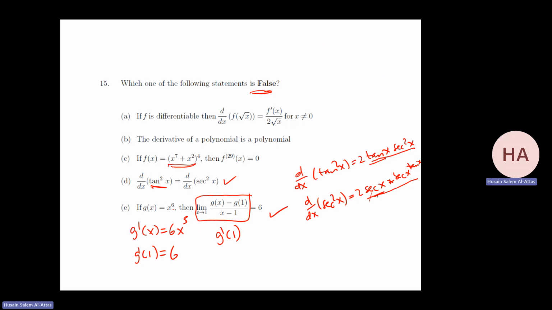Now, this one, I think we did something similar. The highest power is x to the power 28 plus something x to the power 27 and so on. So the 29th derivative, for sure it will be 0. The derivative of a polynomial is a polynomial. Yes, this is correct. This is why this is wrong. Chain rule, it will be f prime at square root of x times 1 over 2 square root of x. So this should be square root of x, not x. So this is wrong.